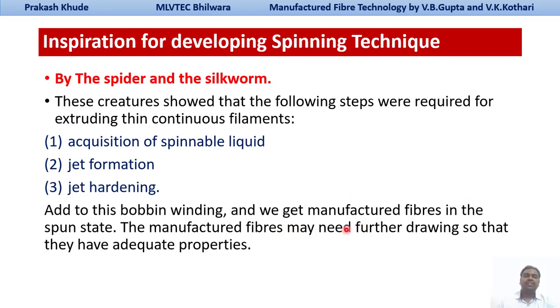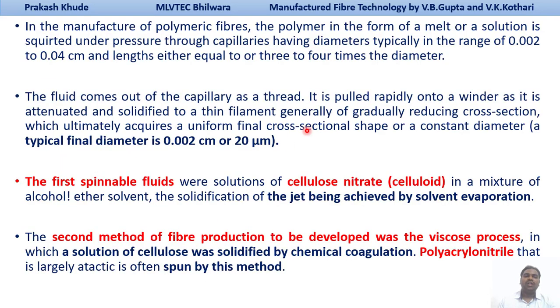These manufactured fibers may require drawing and further processing for getting adequate properties in the filament. So in manufactured fibers of polymeric fibers, the polymer in the form of melt or solution is extruded under pressure through a capillary having a diameter typically in the range of 0.002 centimeter to 0.04 centimeter, and the length can either be equal to or 3 to 4 times that of the diameter.